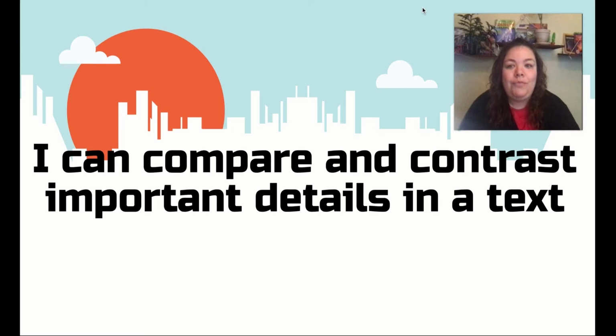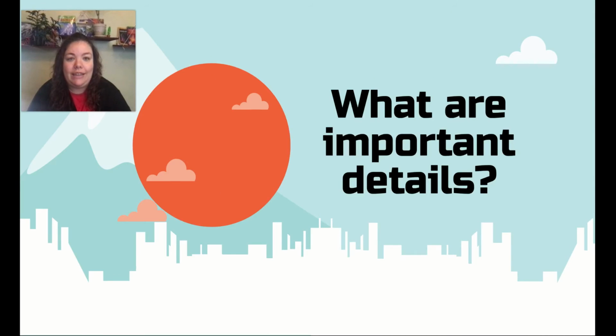So today, our goal is to compare and contrast important details in a text. So we're going to talk about how do we find important details, and then how do we compare and contrast them. The first thing we need to ask ourselves is, what are important details? How can I find the details that are truly important in my book? So you can find them by asking yourself these type of questions.